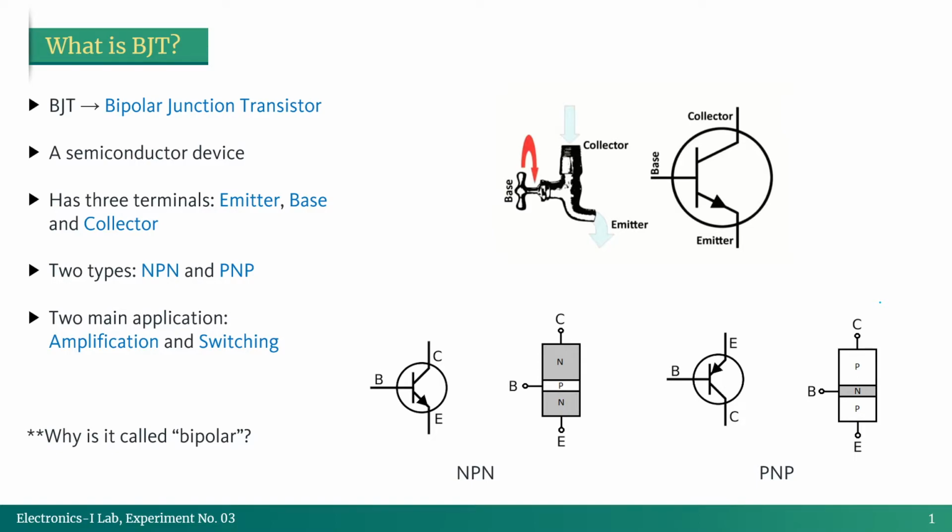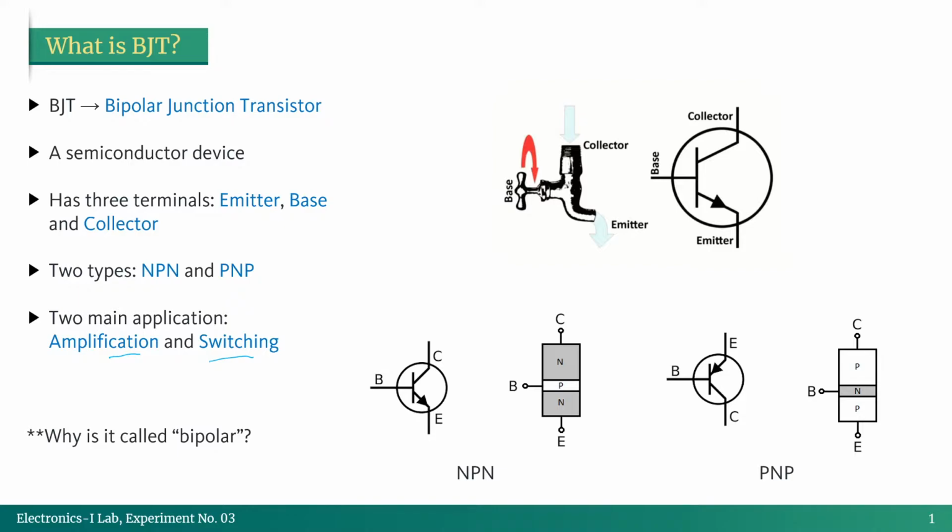So let's start. The first question we might ask is what is a BJT, and I think this has already been covered in your theory lecture quite a bit, so you already know what a BJT is. BJT stands for bipolar junction transistor. This is a semiconductor device. In general, there are two types of transistors. One is this BJT and another one is the FET, or field effect transistor.